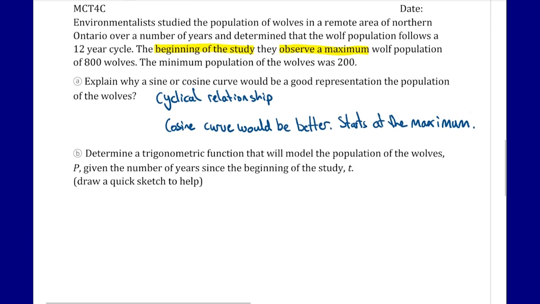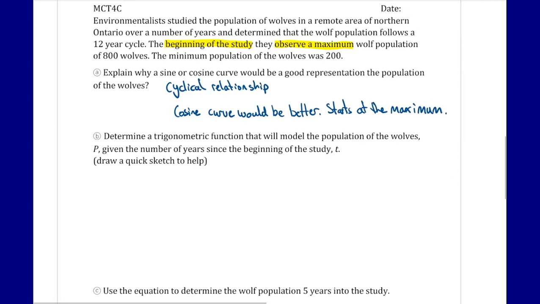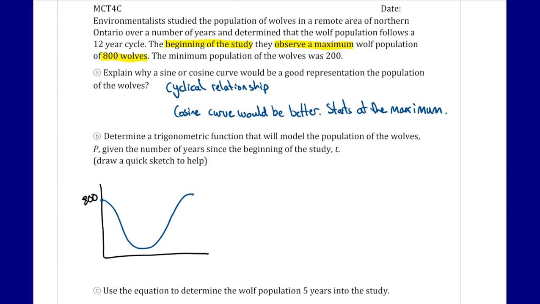So for B, let's go through and sketch a graph similar to what we did in the previous one. I'm going to draw my axes. It tells me that, again, I start at a maximum. I'm going to sketch it first, and then apply some of the numbers from our scenario. It's already said that the maximum is 800 wolves, so I can put 800 here. That's our maximum. It also tells us that our minimum is 200 wolves.